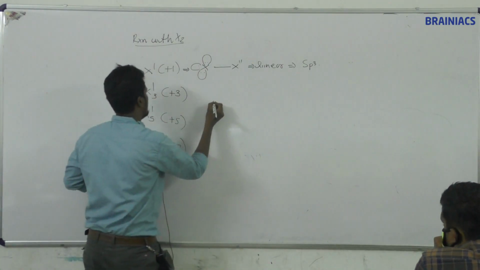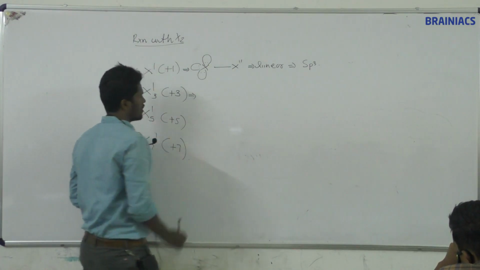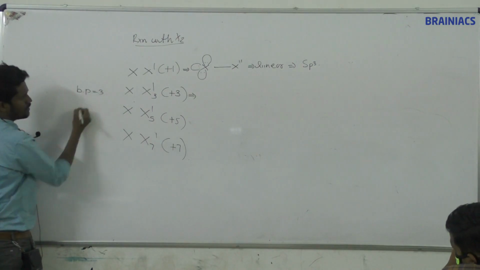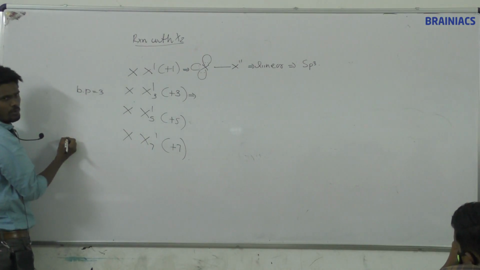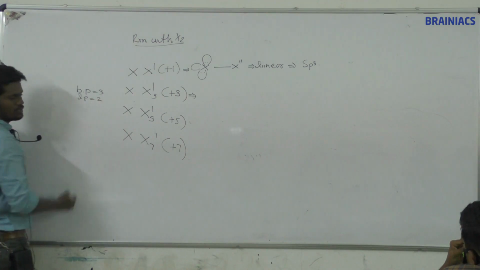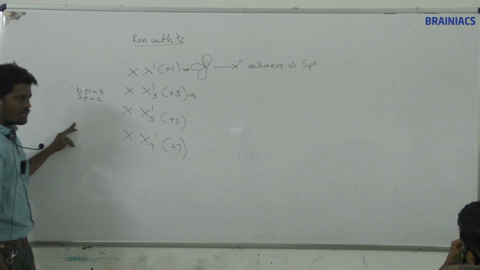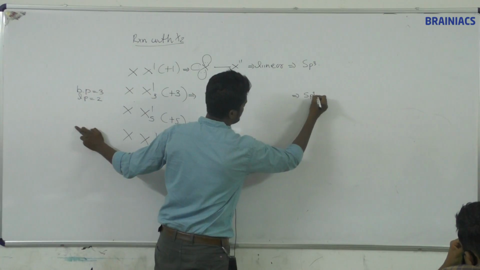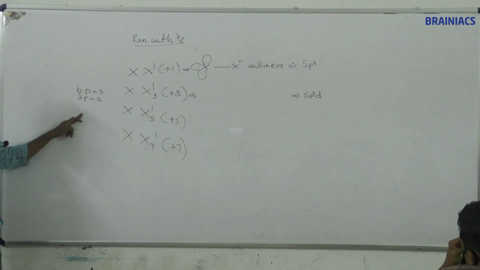For XX dash3, the number of bond pairs is 3. So 3 out of 7 electrons participate in bonding, leaving 4 electrons. So the lone pairs are equal to 2. So the hybridization will be sp3d. Okay, so what will be the geometry?